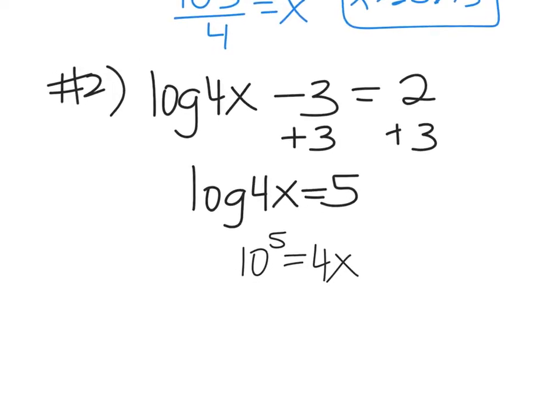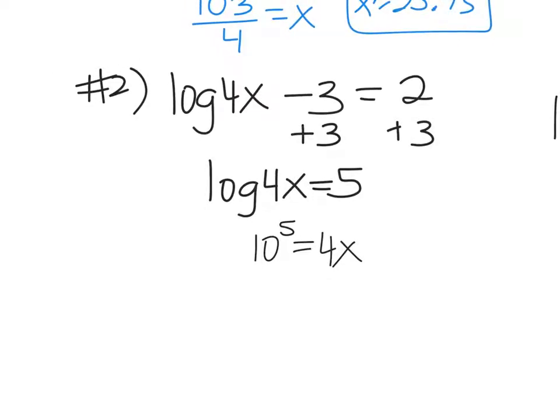People get stuck there all the time, though. 10 is the base. Is 10 always the base? It doesn't always have to be. There's one at the end that's not. But 10 to the 5th equals 4x. You get rid of the log by writing it in its exponential form. Okay, now, what is 10 to the 5th divided by 4? X equals 25,000. And that's your answer.